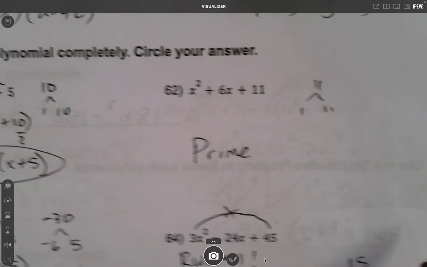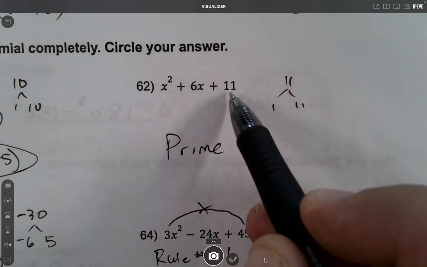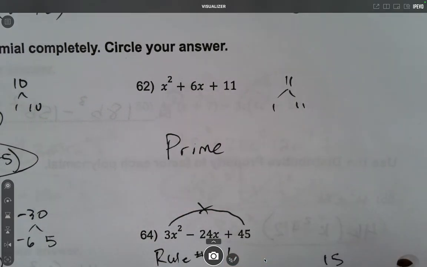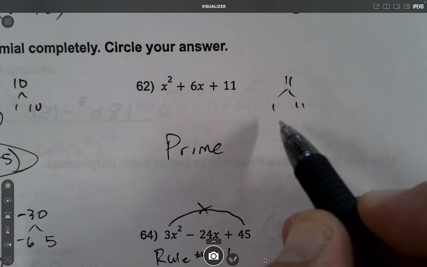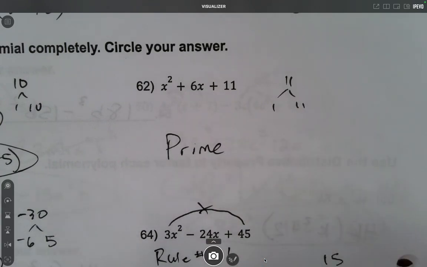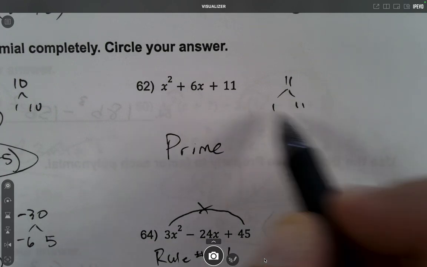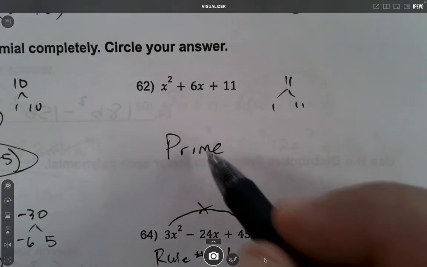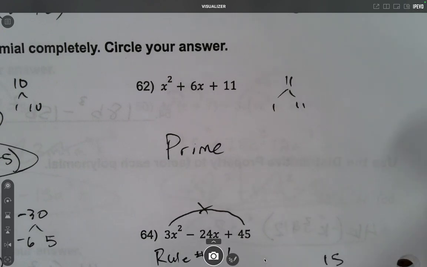So on 62, you think, all right, what multiplies to be 11 and adds up to 6? Well, we run into a problem, because there's only one pair of numbers that multiplies to be 11. 1 and 11. There's no way to add or subtract 11 to make it equal 6. So this is unfactorable. You can write unfactorable, or you can just write prime.